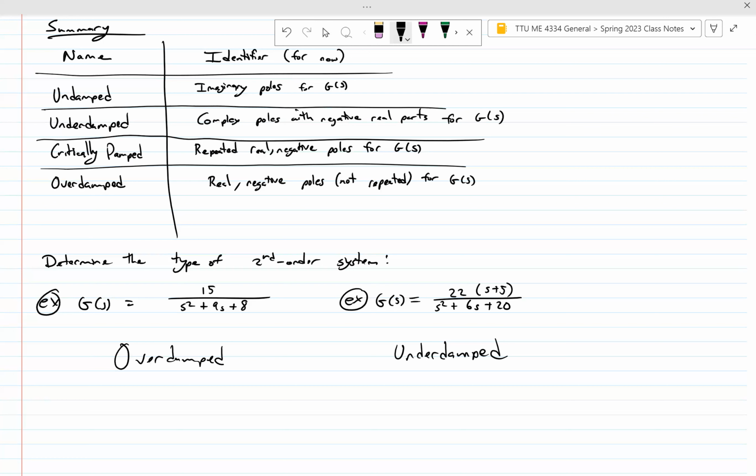Zeros do not impact if it's underdamped or overdamped or critical. Zeros have nothing to do with it. It's only the poles. Good question.